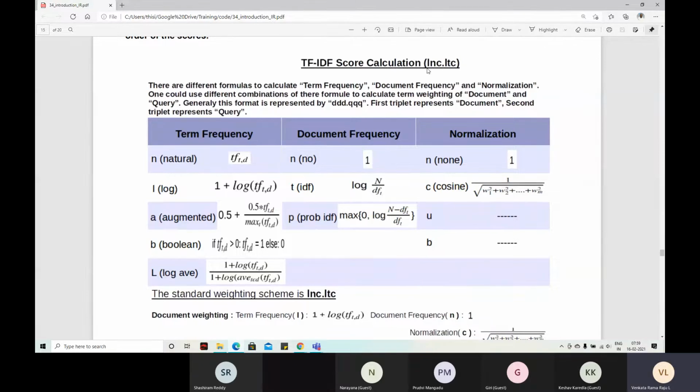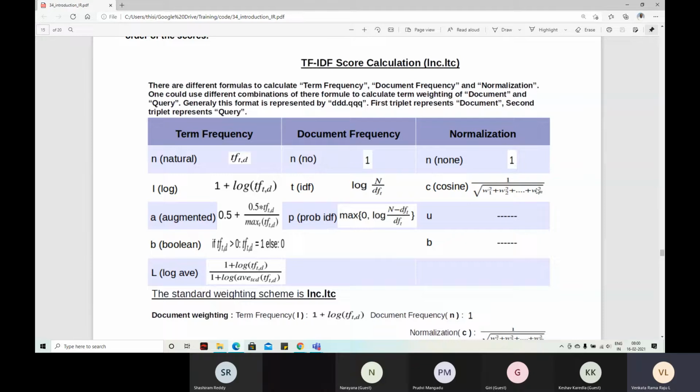So here I took LNC and LTC. That means on the document I'll apply log as the term frequency. On the document, meaning the database document, the document frequency is N, which means 1. I am not applying document frequency. Only the log-based term frequency is the one I am taking. And C, the cosine, is the normalization I am doing.